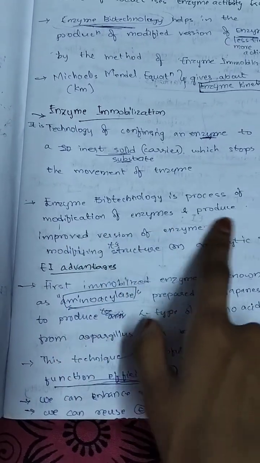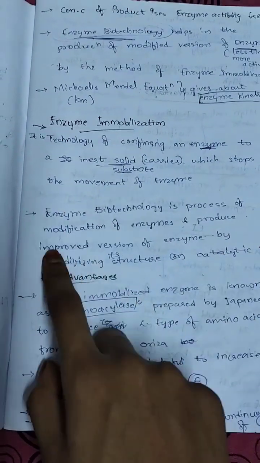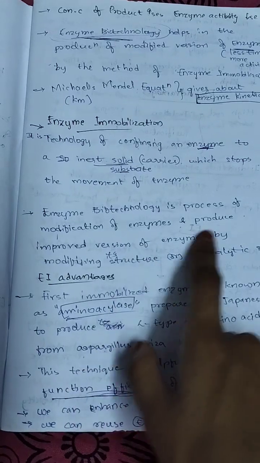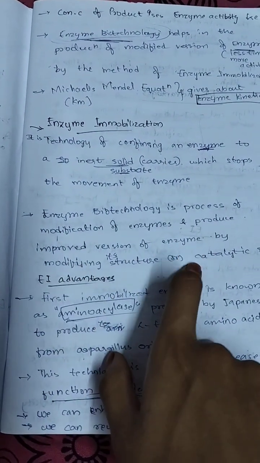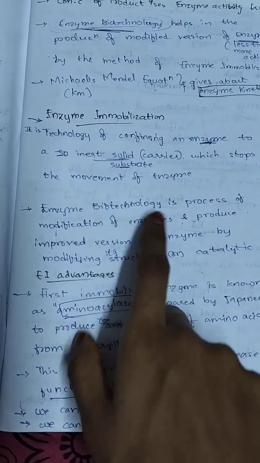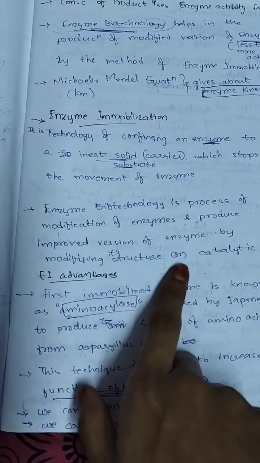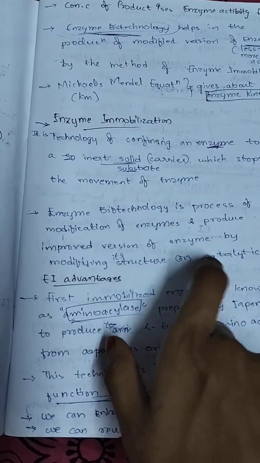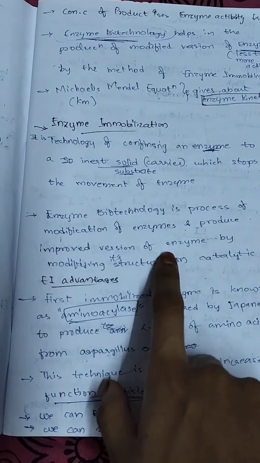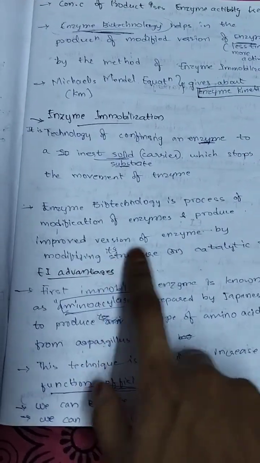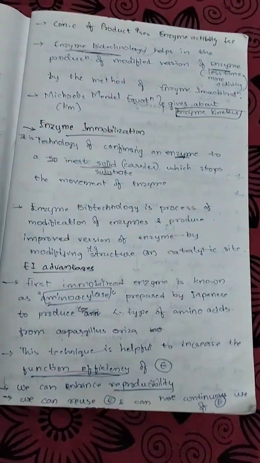Enzyme biotechnology is a process of modification of enzymes to produce improved versions of enzymes. How do we provide improved versions of enzymes? By modifying their structure or catalytic site.